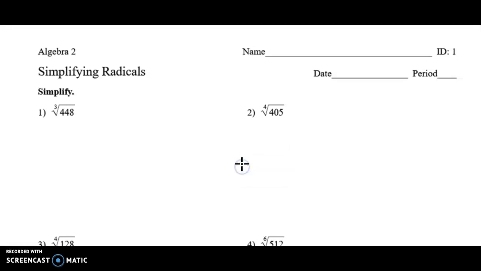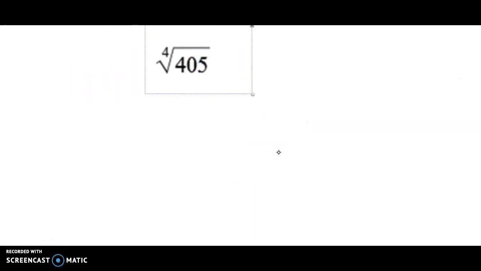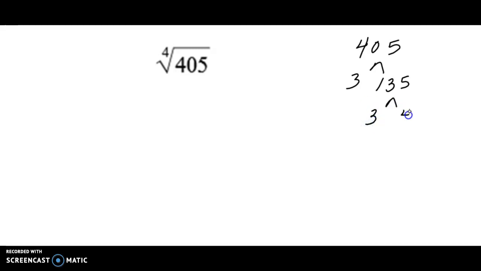So right here, I'm looking at the 4th root of 405. So you want to take your 405, go over to the side, and just start dividing it. Now 405 is not even, so we're not going to start with 2 this time. Maybe we try to divide it by 3 because that's the next prime number. 3 goes into 405 135 times. And then you see if that's also divisible by 3, and it is. 3 and 45.